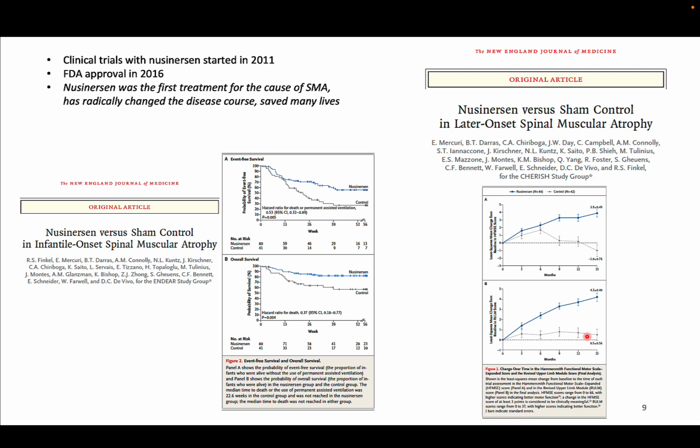This shows the potential power of steric blocking ASOs to treat very severe diseases. Spinal muscular atrophy is somewhat unique in having that backup copy of the gene, but there are many other diseases as well where this type of design can benefit patients.